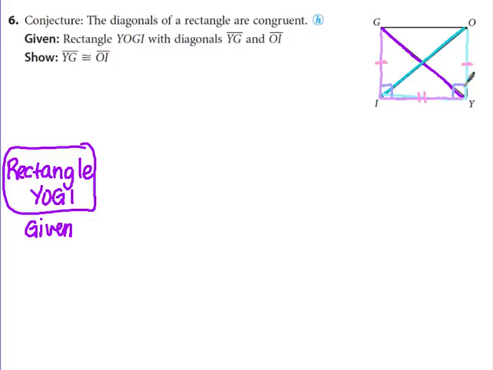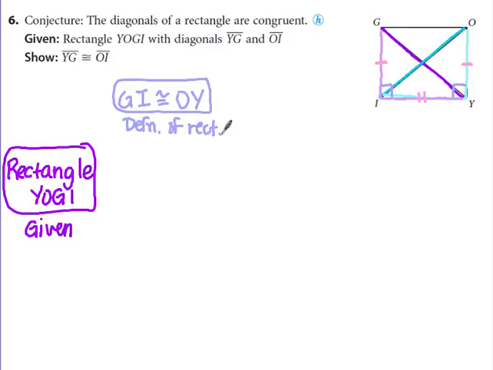So let's go ahead and start with our first statement. Our first statement, GI is congruent to OY. Why? Definition of parallelogram. Could I just go ahead and sub in rectangle since they said it was a rectangle? Okay, so there's one. What else do I know? IY is congruent to IY. Reason? Same segment.